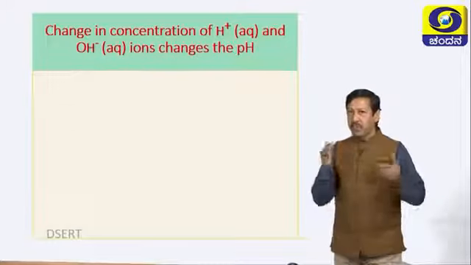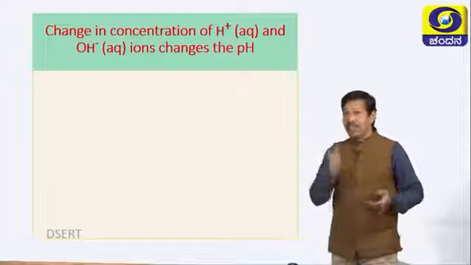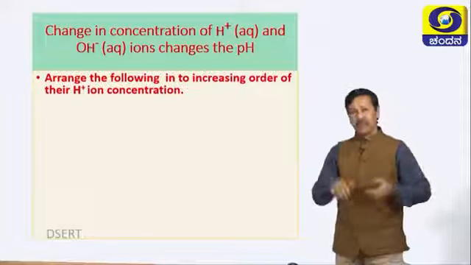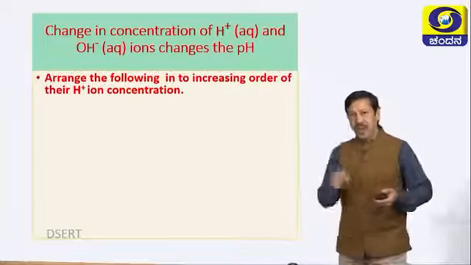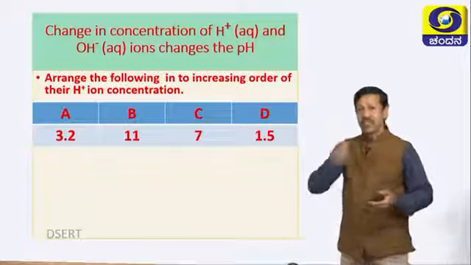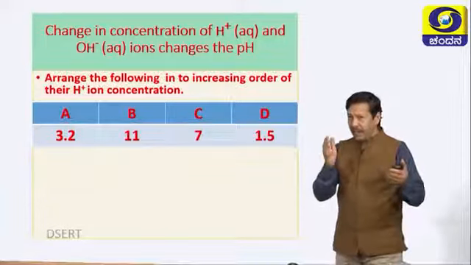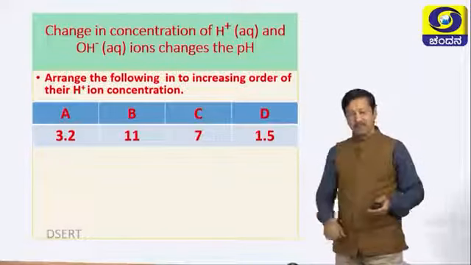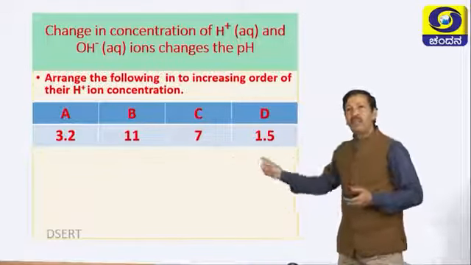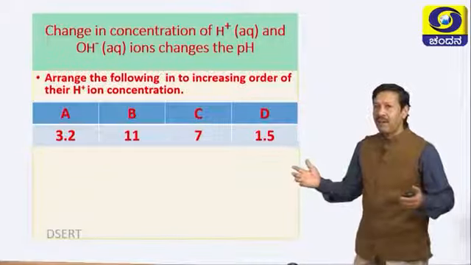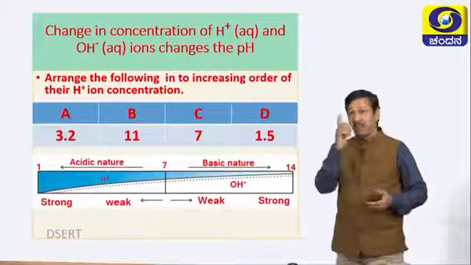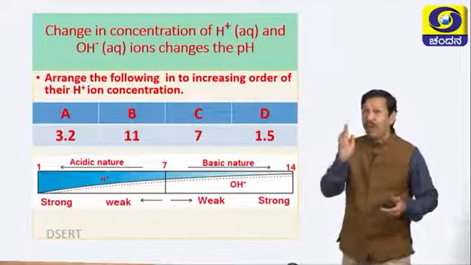Change in the concentration of H plus as well as OH minus ions changes the pH. Let us understand this one with an example. Here is the question. Arrange the following into increasing order of their H plus ion concentrations. Solution A having the pH value 3.2, B 11, C 7, D 1.5. Thus, you are having 4 solutions.